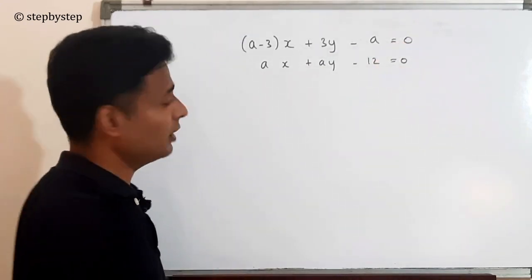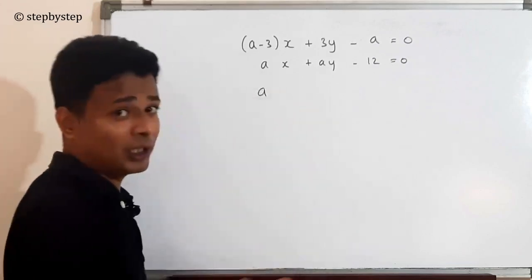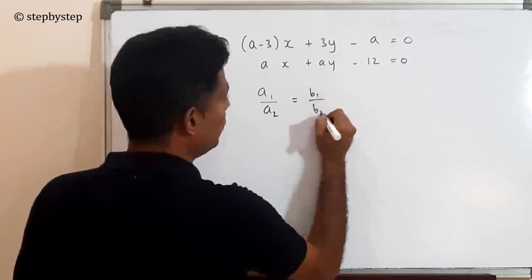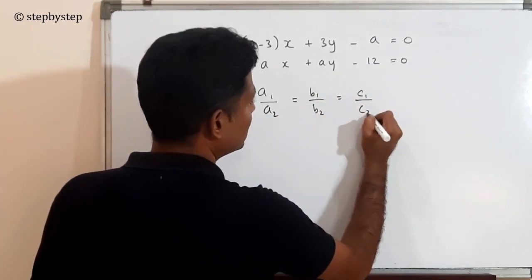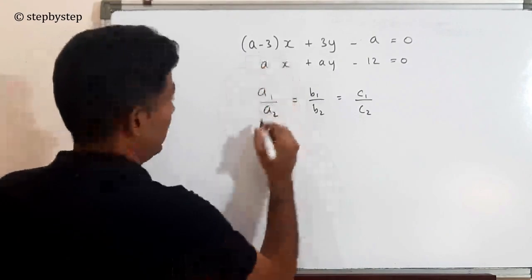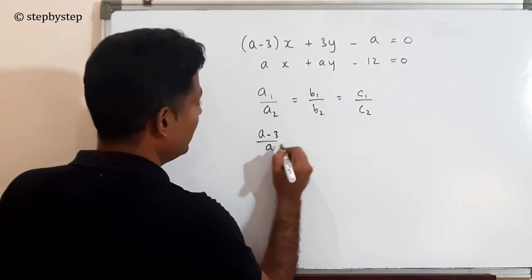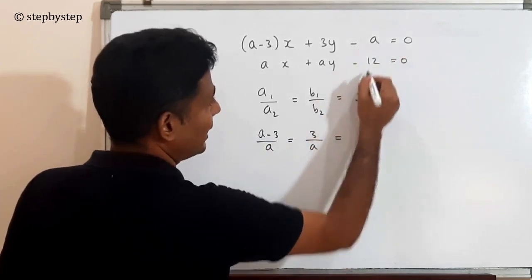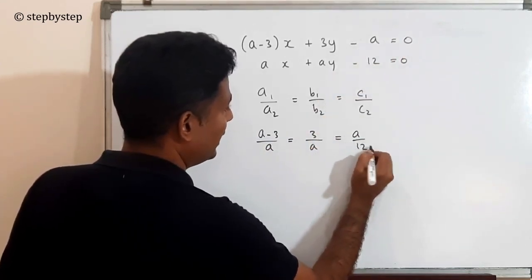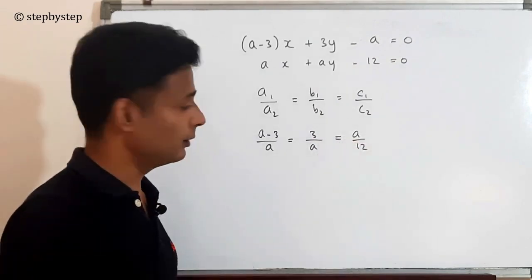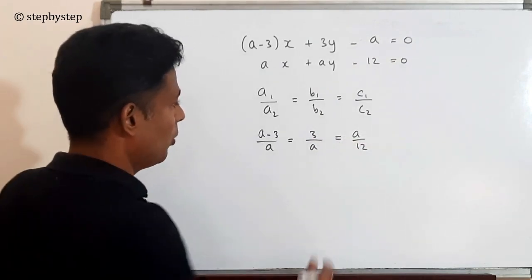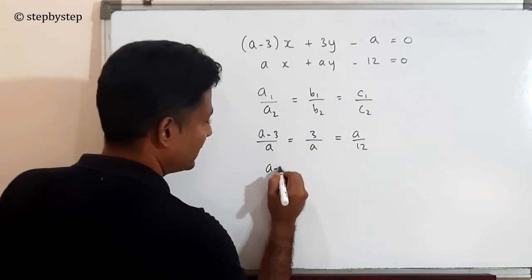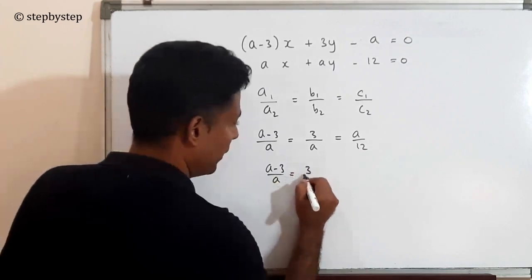Now they said infinite solutions, which means what? They have given you what kind of solution it has. So a1 by a2 equal to b1 by b2 equal to c1 by c2. Now a1 by a2 is a minus 3 by a, which should be equal to 3 by a, which should be equal to minus a by minus 12, which will become a by 12. Minus minus signs will cancel. Now this is the condition they have given. What I'll do is I'll use these two: a minus 3 by a equal to 3 by a.